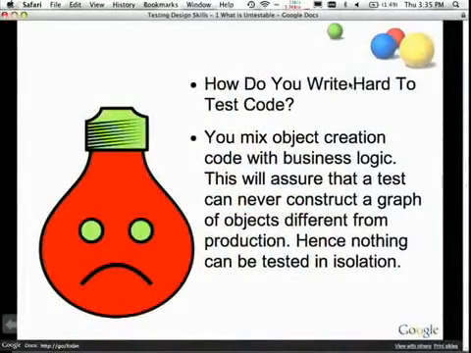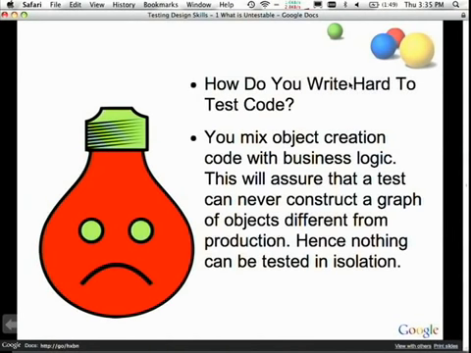Does that make sense? Now, show of hands, how many of you actually do this in your code? You do this. Excellent. So you know all about dependency injection. So let me ask the question again. How do you write hard-to-test code?